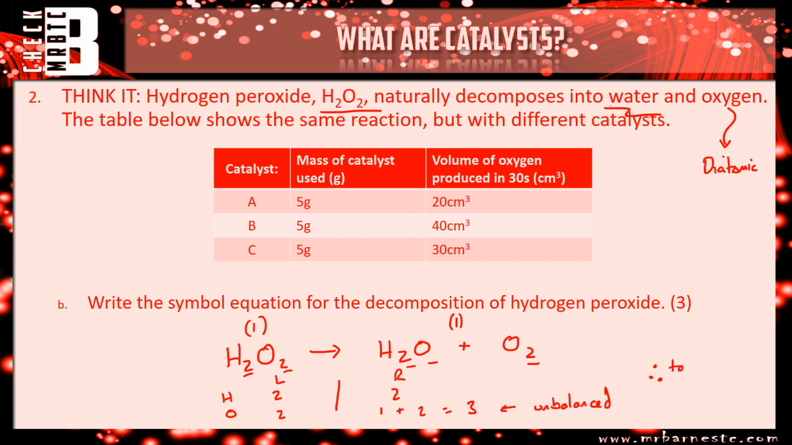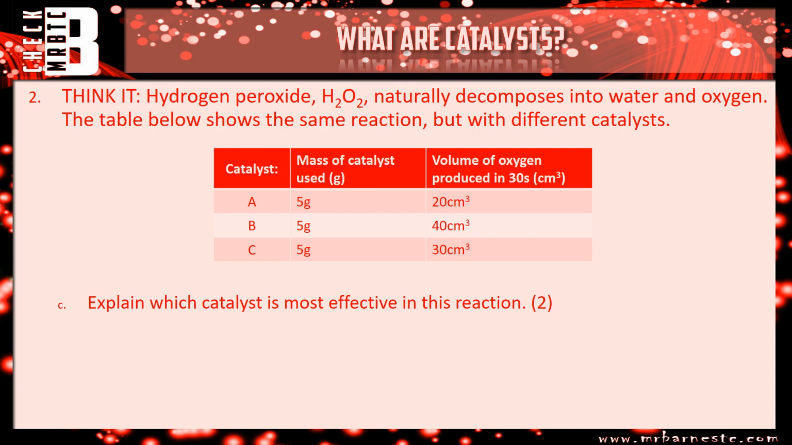So your next job is to choose the unbalanced, the odd number, and double it, which in this case is my water. So if I double that, I end up with 4 H's, and I double my 1 oxygen, which gives me 4 in total, because I haven't changed my O2. I then go back over to the left-hand side. I've got 2 hydrogens and 2 oxygens. I need 4. What do I do? Double that. Gives me 4 hydrogens, which is balanced, and it gives me 4 oxygens, which is balanced. And that's going to get you your 3rd mark.